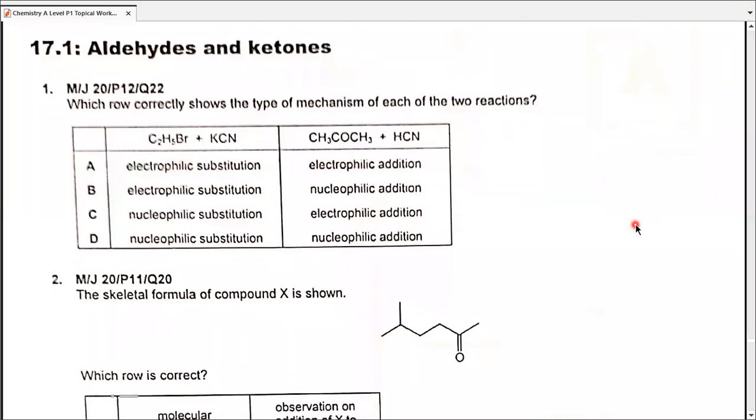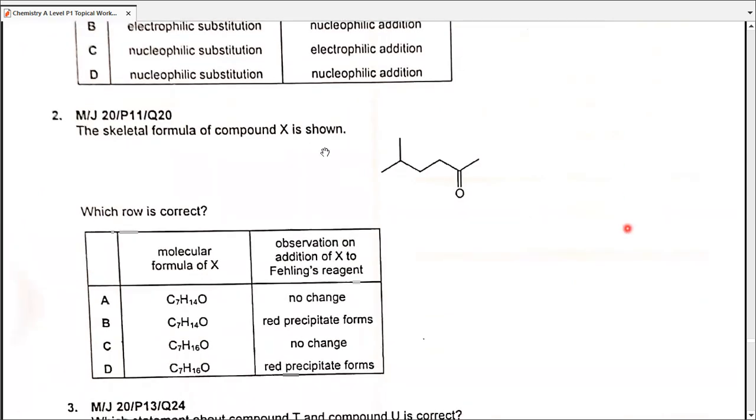MCQ number 1. Delta. KCN is nucleophilic substitution and HCN is nucleophilic addition. Yes, that is right. All right, number 2.